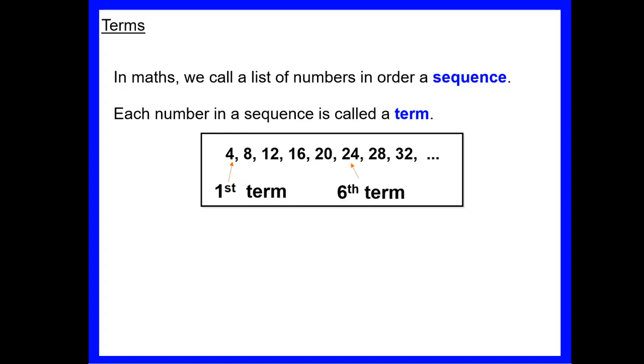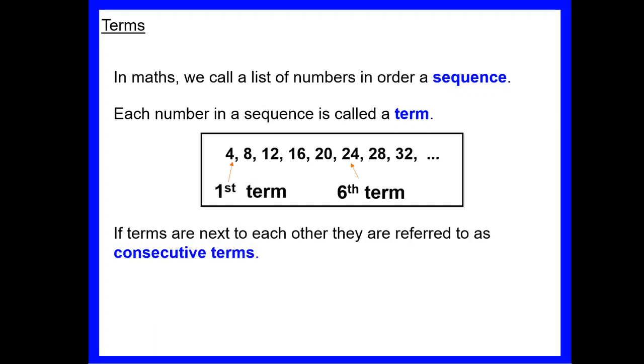24 is the 6th term in the sequence. So when we say the word term, we're simply counting along the numbers. So 4 was our first term, 8 the second, and the third, the 4th, the 5th, the 6th, the 7th and the 8th. So when we've got a number of terms, it's simply its position in our sequence. If the terms are next to each other, they're referred to as consecutive terms. So 12 and 16 are consecutive terms. They are next to each other in our sequence.